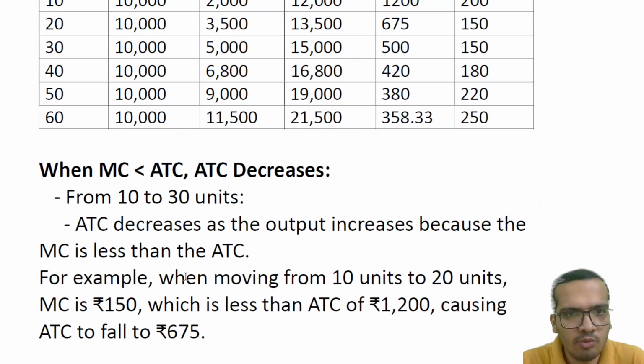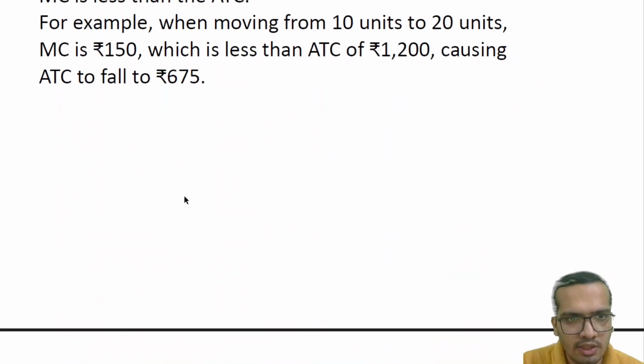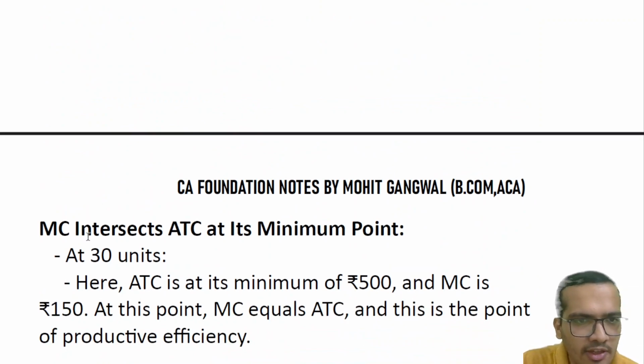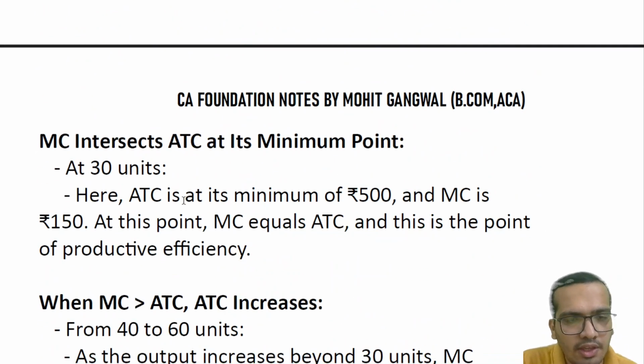And we have one more example: when moving from 10 units to 20 units, our marginal cost is rupees 150, which is less than the average total cost of 1200, causing ATC to fall to 675. So this is from 0 to 30. Then comes the second part. Marginal cost intersects ATC at its minimum point, that is at 30 units. So at 30 units, here ATC is at its minimum of 500 and the MC or marginal cost is 150.